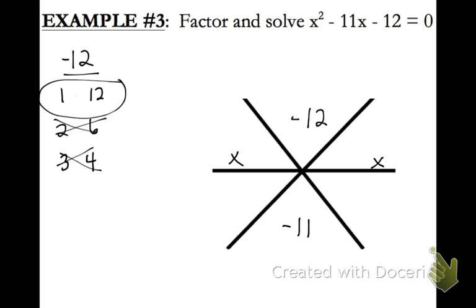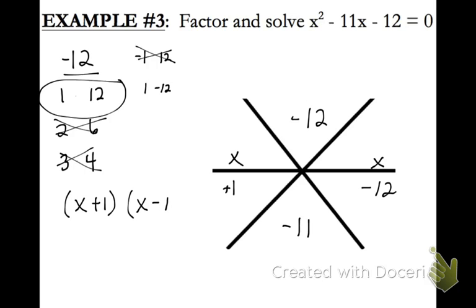So let's think about this. If I made it negative 1 and 12, then they would add to a positive 11. So that's not what I want. But 1 and negative 12 would add to negative 11 and multiply to negative 12. So those are the factors that I want. 1 and negative 12. Okay, so our factored form is going to be x plus 1, because it's a positive 1, and x minus 12, because it's a negative 12.